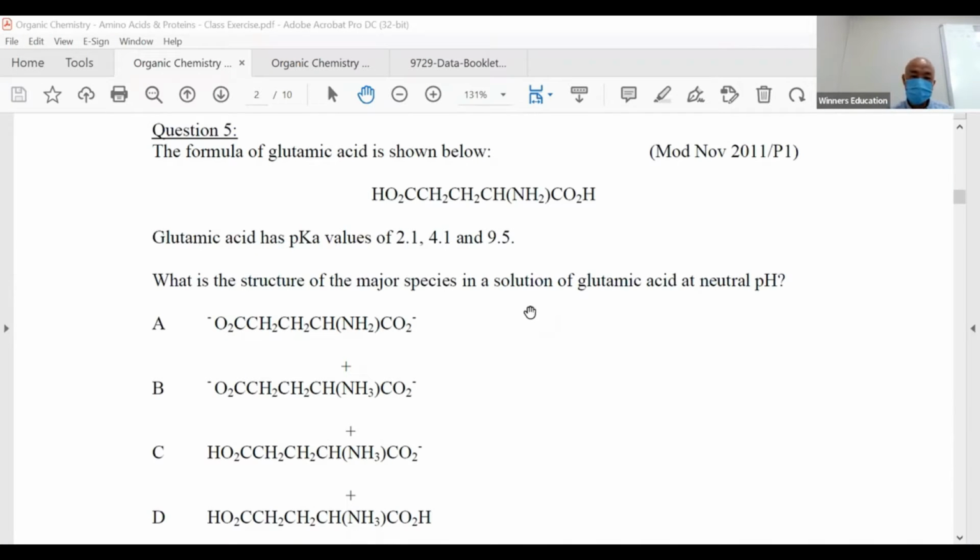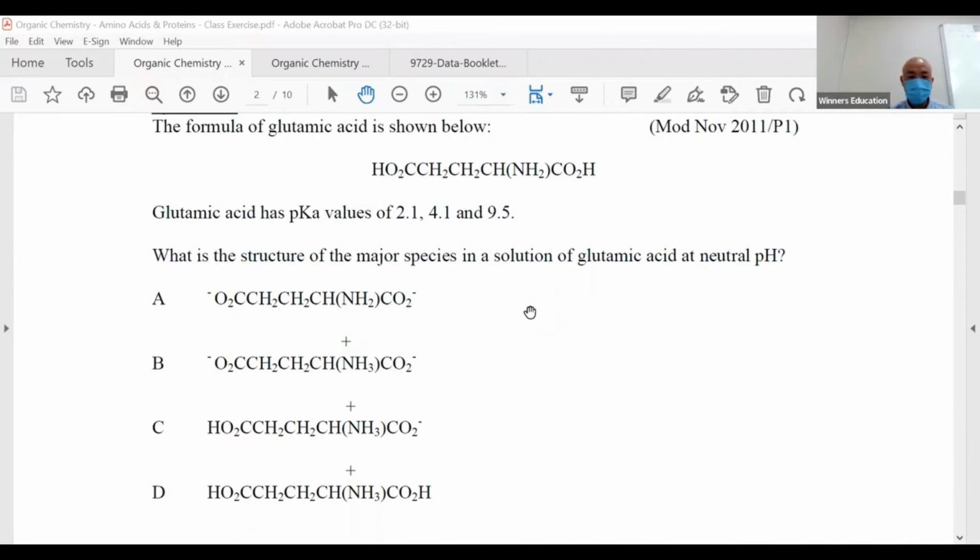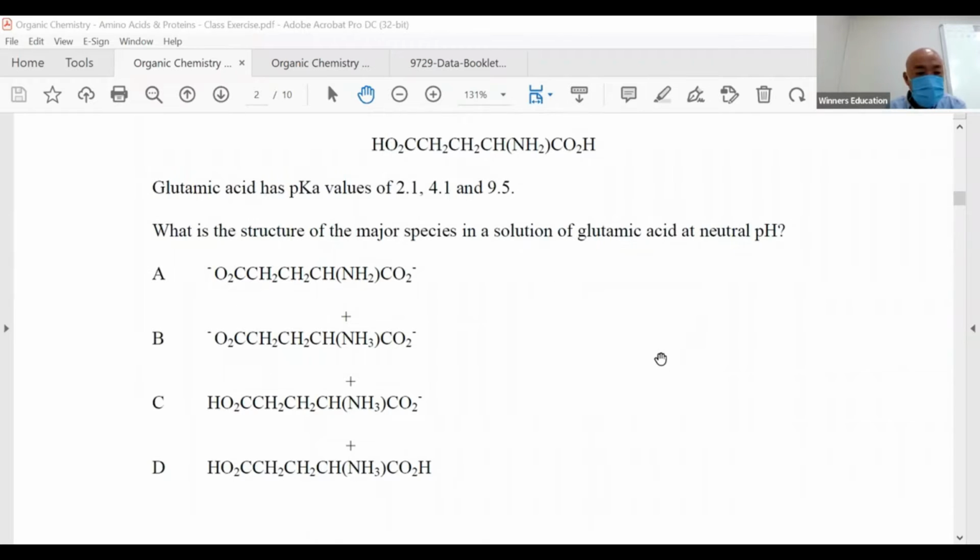2011, 11 years ago, this question came out in Cambridge. So let's take a look. This glutamic acid. Glutamic acid has pKa values of the 3. Can you see? So they give you what I call the pKa values. They give you 3, means there must be 3 acidic groups, no matter what, right? So we're going to find the 3 acidic groups.